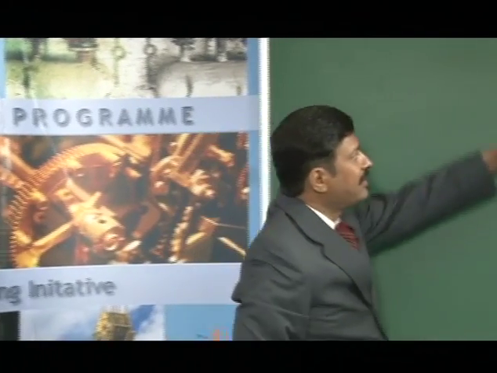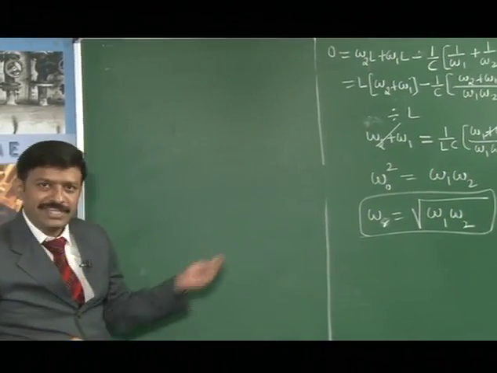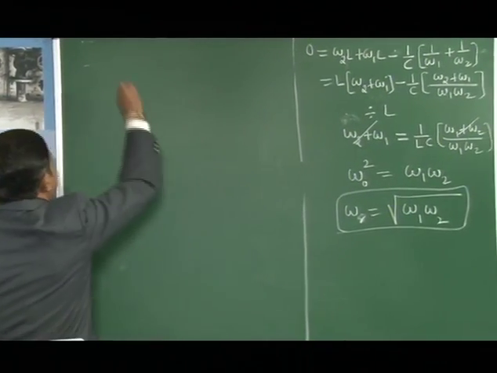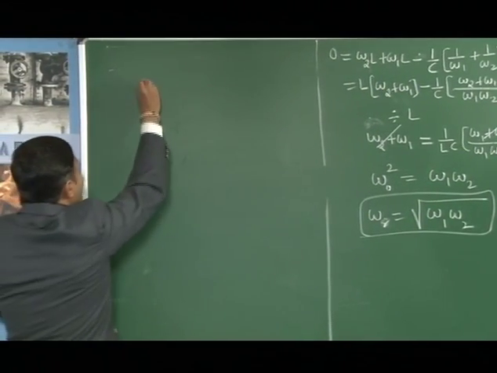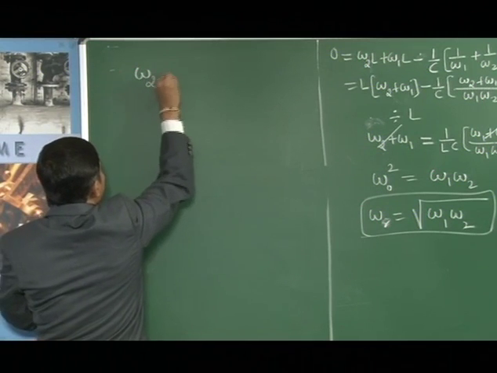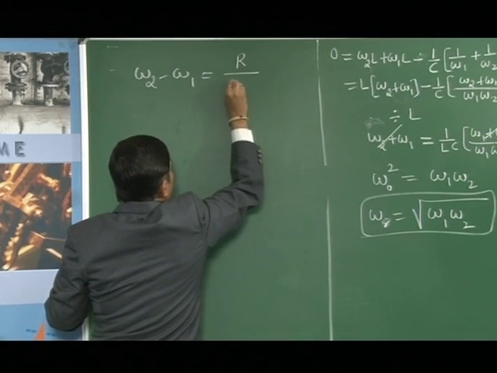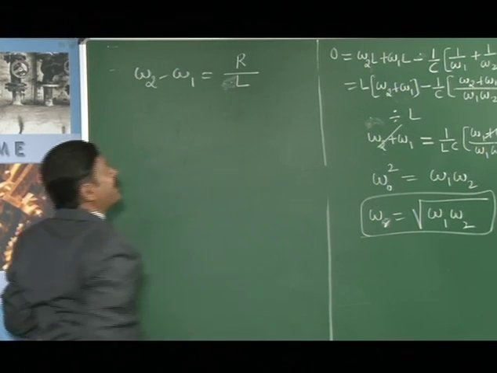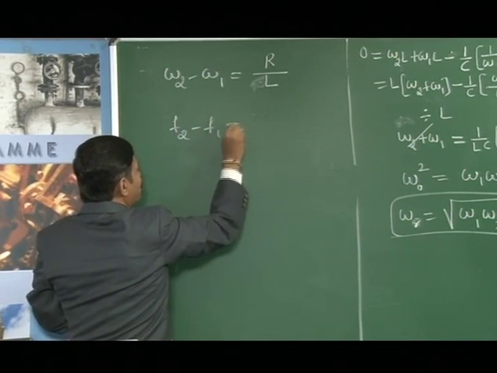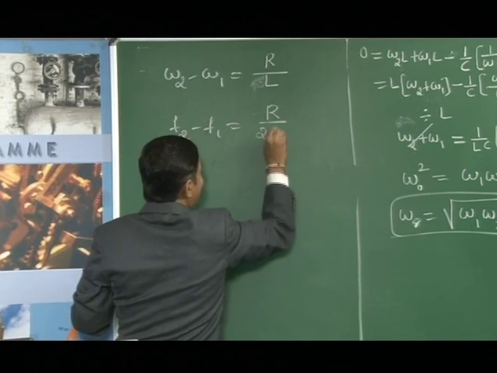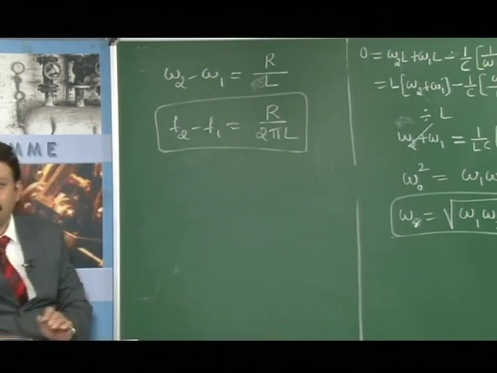If you compute the subtraction of these two expressions, 3 minus 4, and compute this, finally you get the bandwidth expression: omega 2 minus omega 1 is equal to R by L, and f2 minus f1 is equal to R by 2 pi L. This is the expression for bandwidth.